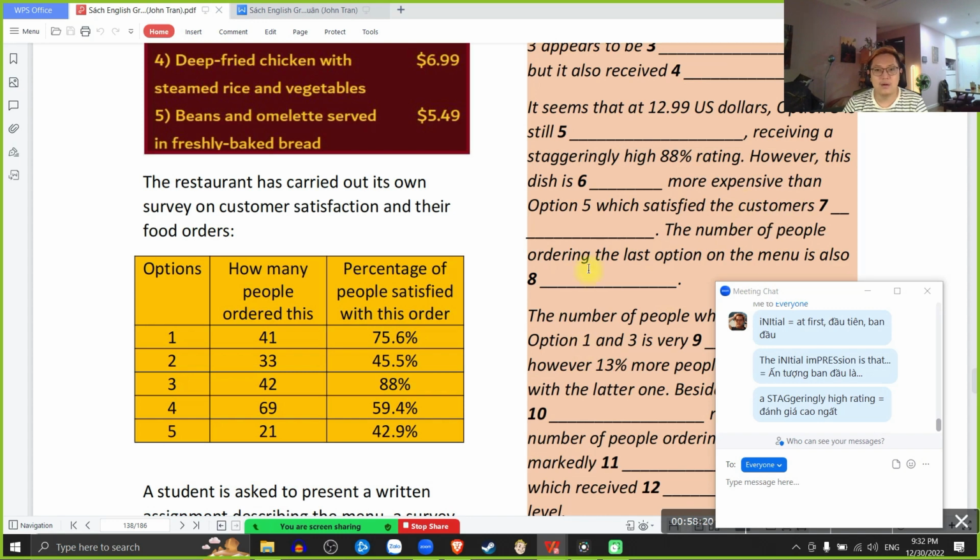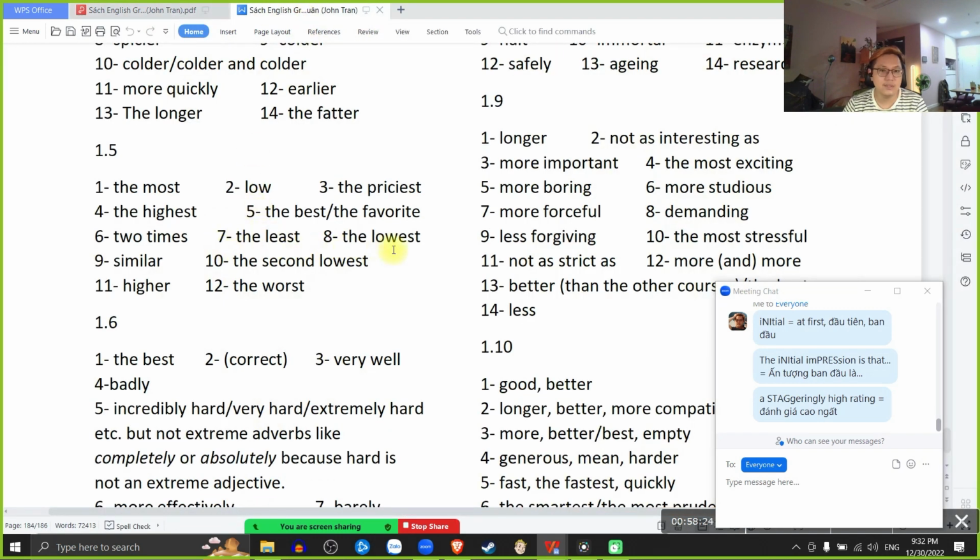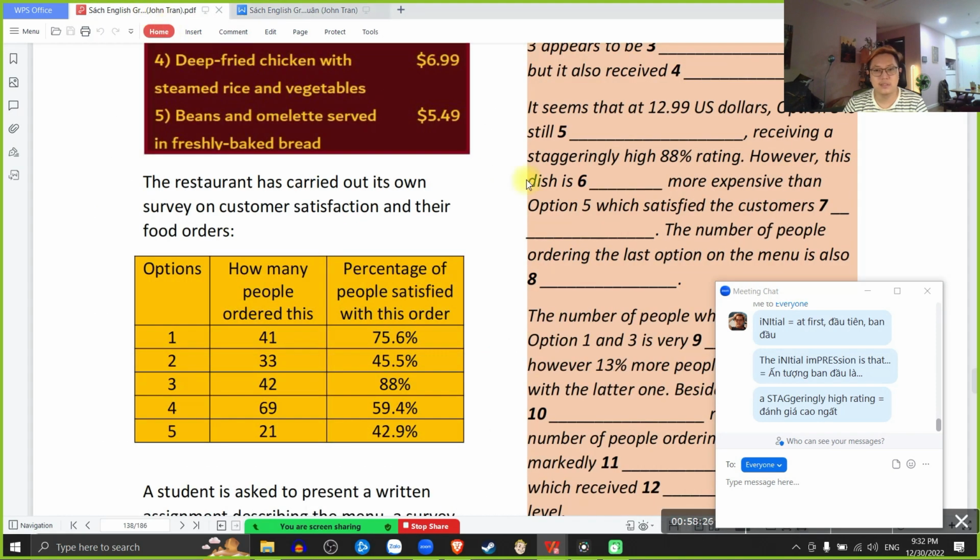The number of people ordering the last option on the menu is also the lowest. Cái số lượng người mà order cái option cuối cùng, cái lựa chọn cuối cùng trên cái thực đơn nó cũng là ít nhất. You have to choose the lowest, okay? Because the number of people is still countable. Số lượng người nó vẫn đếm được mà. The lowest.